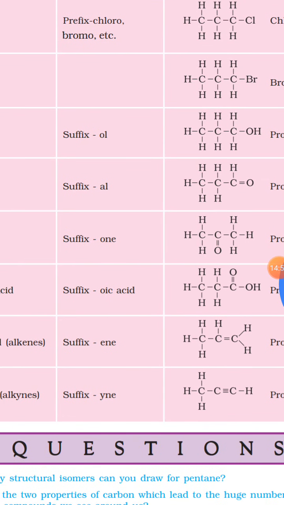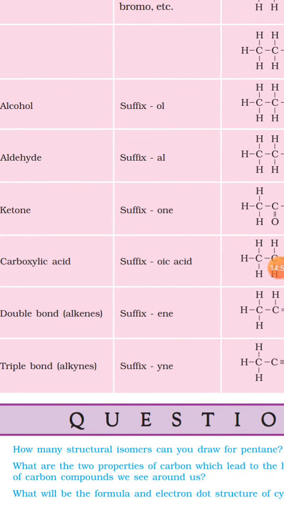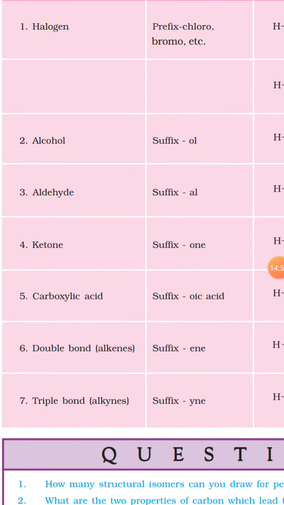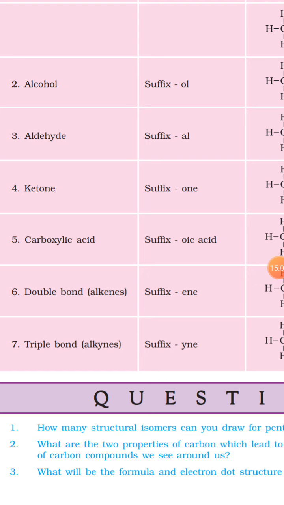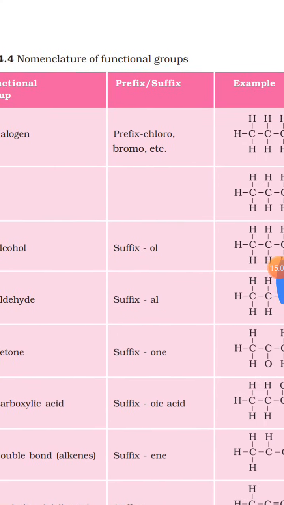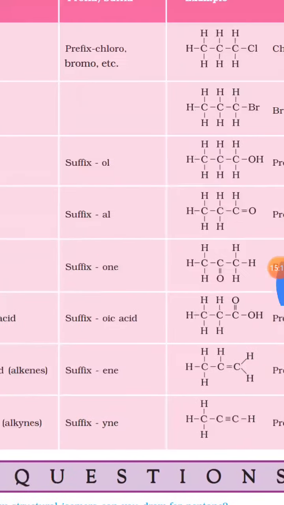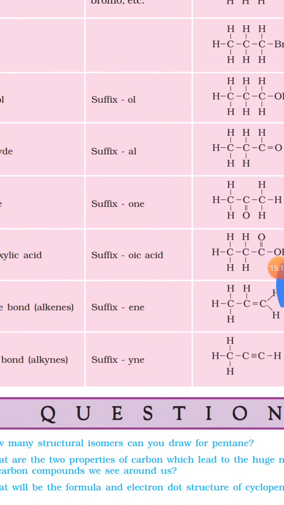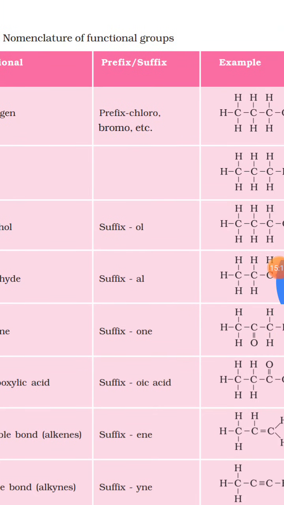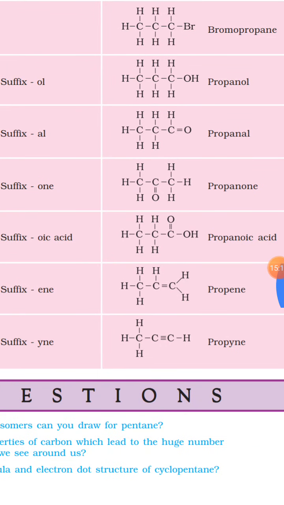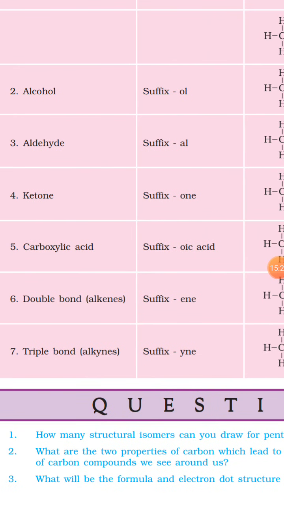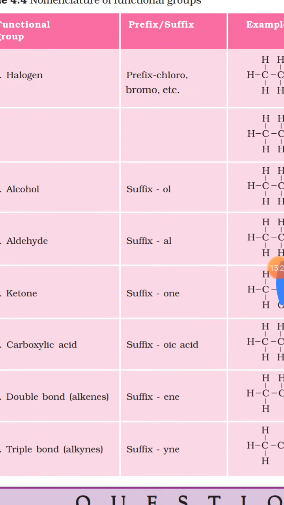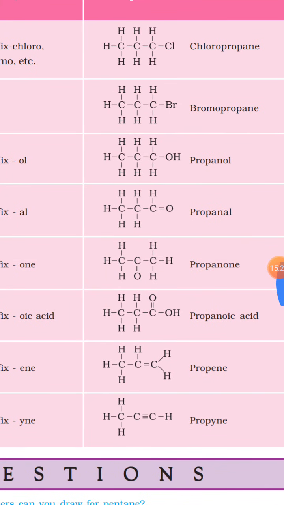For aldehyde, the suffix "-al" is used. For ketone, there is also a suffix. Students, you can see that a suffix is used for alcohol, aldehyde, ketones, carboxylic acid, double bond, and triple bond, but for halogens a prefix is used. Remember, students, this is a very important point, where you have to use a suffix and where you have to use a prefix. It is very important to understand. Now the suffix "-al" and the prefixes chloro and bromo. Now let us see the aldehyde group.